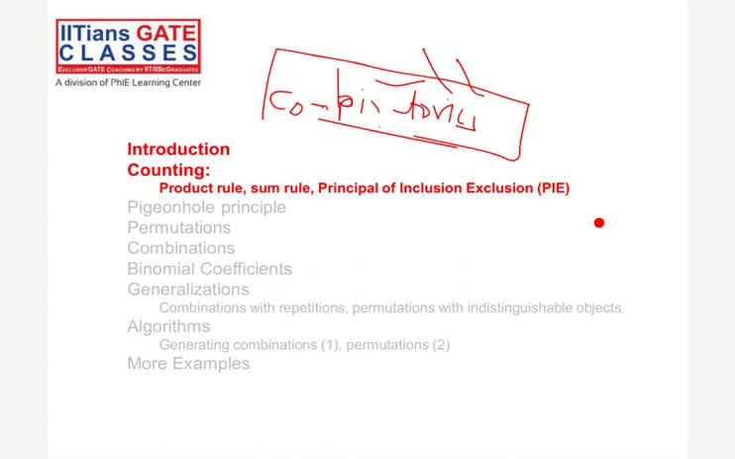Yes. So combinatorics is a field of mathematics in which we count things. So mostly we will be counting things. This is the actual structure. These are the things that we are going to study.